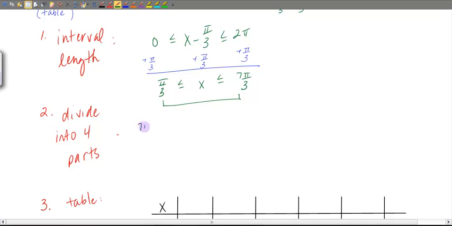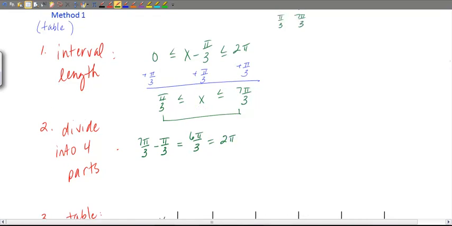So I'm going to take 7 pi over 3 minus pi over 3. If you remember common denominators, I can just subtract the numerators. So I have 7 minus 1, which is 6 pi over 3, and 6 pi over 3 reduces to 2 pi. So I know that the length of my interval, in other words the distance, is 2 pi here, and I need to divide 2 pi into fourths.